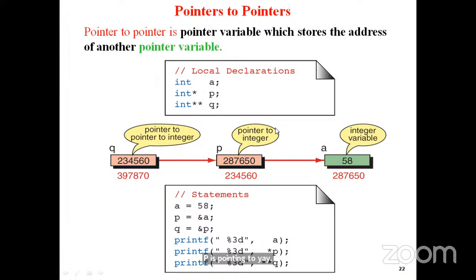This is called a double pointer: a pointer pointing to another pointer, and that pointer is pointing to a variable. So this is the double pointer concept. Till now, we have seen only single pointers, but now we are going for the double pointer.